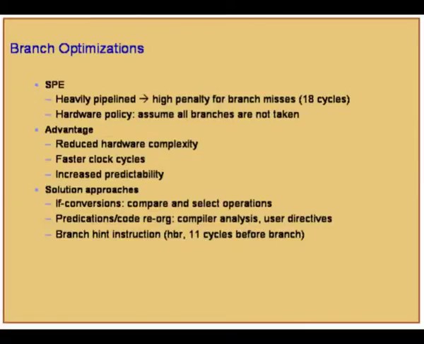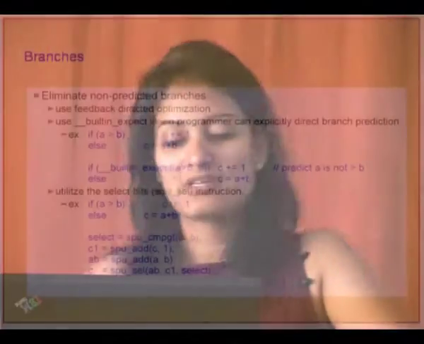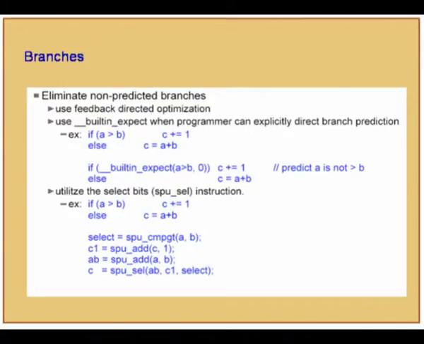If it's successful, it will completely avoid the branch penalty altogether. So use software predicted branch prediction, and I think we have an example coming up very soon here. So if you have an if-else, normally today, this is how you would do it, right? If A greater than B, C plus equals 1, else C equal to A plus B.